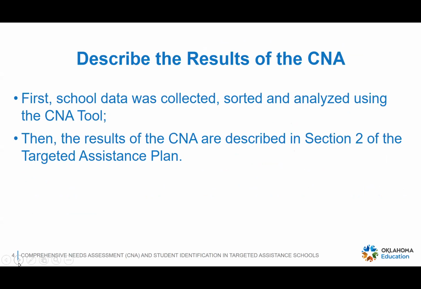You will have to describe the results of the CNA. So first, school data was collected, then sorted and analyzed using the CNA tool. Recently, the Office of Federal Programs has published a CNA tool that is out there for the districts and for schools to be used. It is not a mandatory tool, but you are welcome to use that to collect and analyze data. And after you do that using that CNA tool or a CNA tool, then the results of the comprehensive needs assessment are described in section 2 of the targeted assistance plan. You will not have to put in this section the entire CNA or the entire data that you have in the CNA tool. It's just the results of the CNA that you have to summarize in the plan.